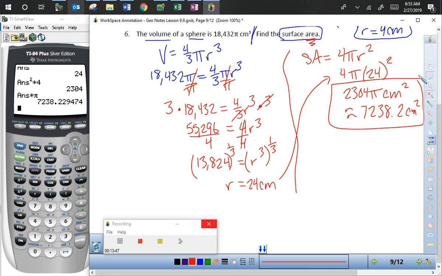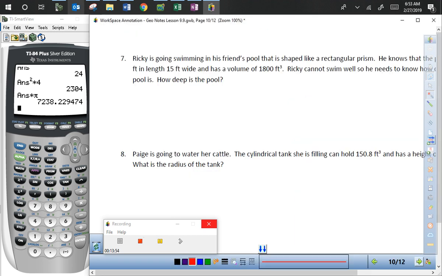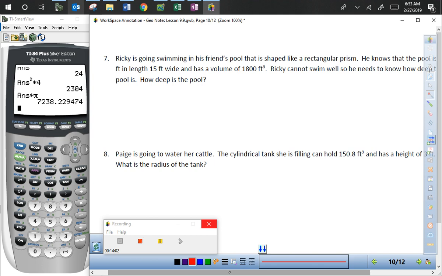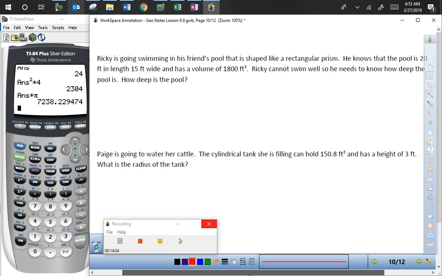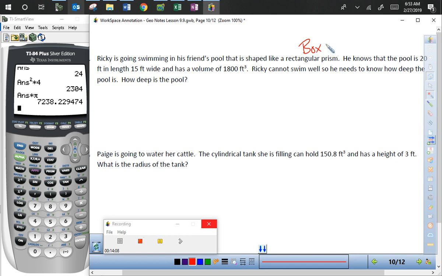Okay. Go ahead and flip over your paper, and we're going to be adding just a little bit more detail into these problems here. Okay, so this first one says Ricky is going swimming in his friend's pool that's shaped like a rectangular prism. We call that a box. He knows that the pool is 20 feet in length, 15 feet wide, and has a volume of 1,800 feet cubed. So here's our volume, and our shape is a box.